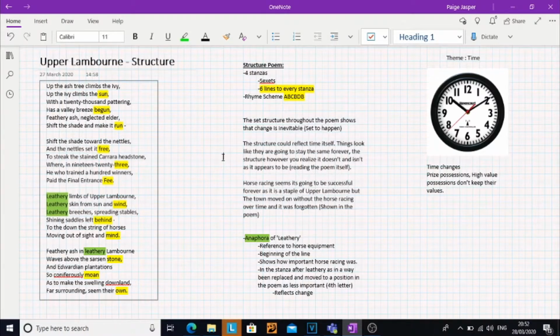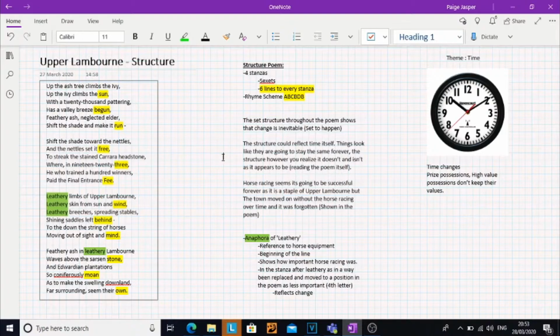So hey guys, today we are going to go over the Upper Lambourne poem for your A-level first year exam. First of all, we need to see what the poem is about. This poem relates to the theme of time and how time changes, and how prized, high value possessions don't keep their values anymore.